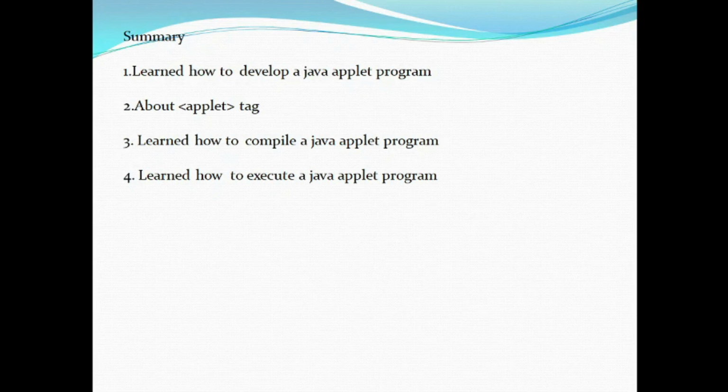But coming to the execution part, as you know, applets are special programs. They are executed by a special program called applet viewer, which is part and parcel of your JDK. That applet viewer comes automatically when you install Java. So this is the end of our basic applet. Thank you.